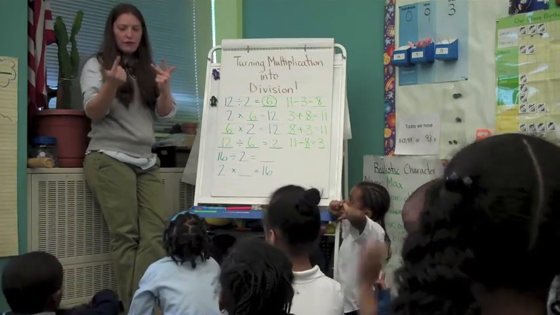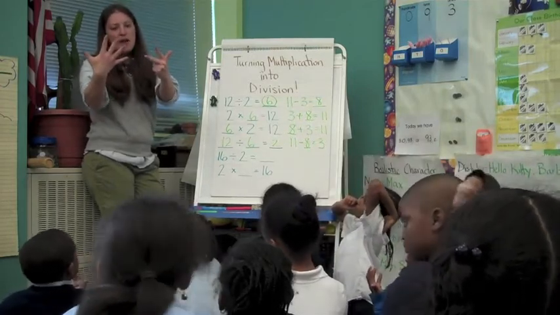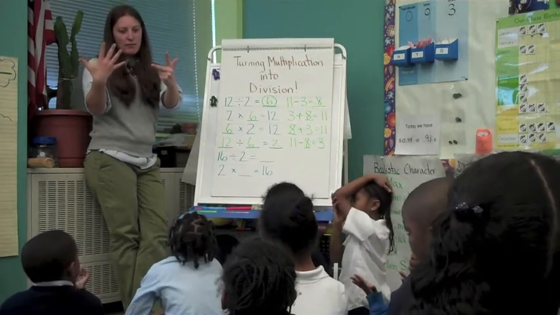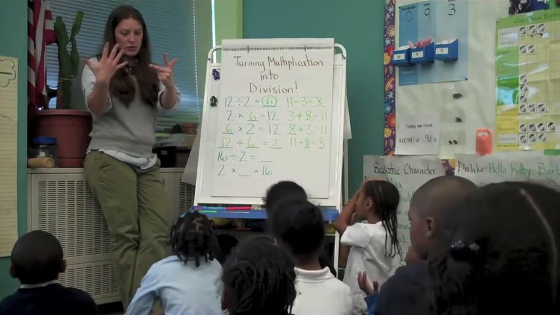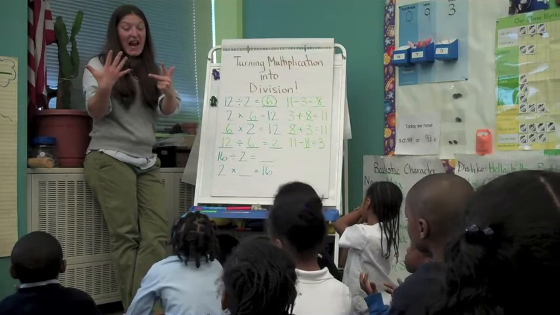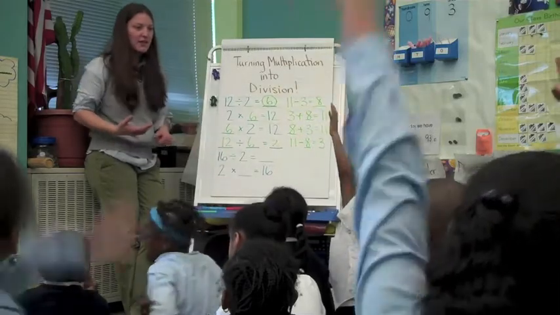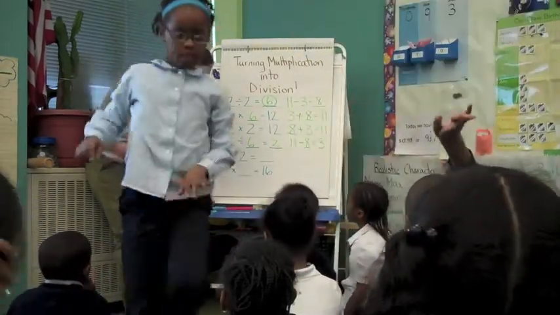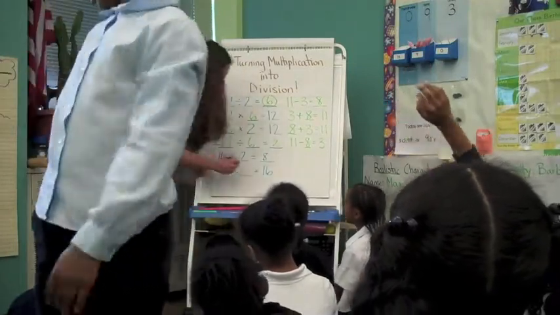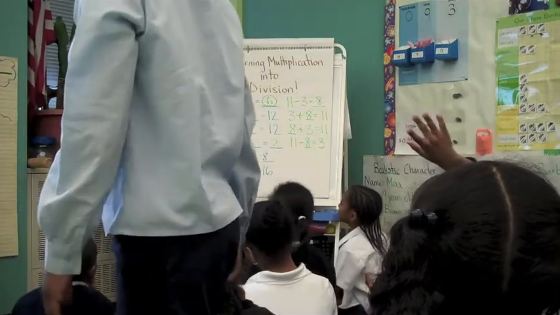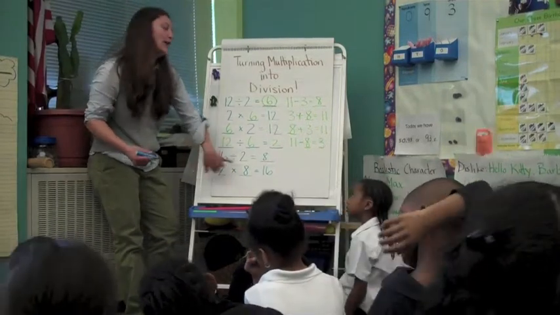You said 2, 4, 6, 8, 10, 12, 14, 16. How many did you count? How many number 2s did you count? Watch my fingers. You did it 8 times, right? So 2 times what equals 16? 8. Excellent job. So if 16 divided by, oh my goodness, I already filled in the answer. If 2 times 8 equals 16, then 16 divided by 2 equals 8.